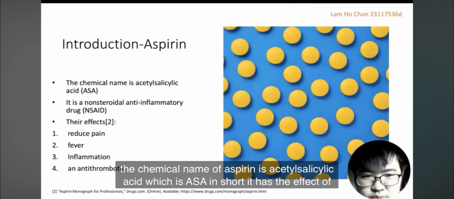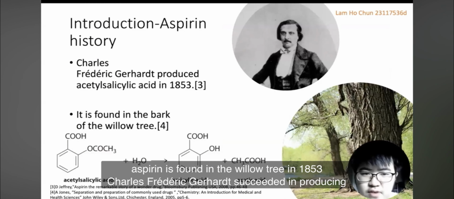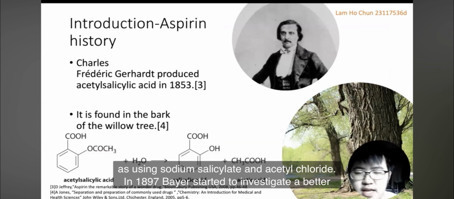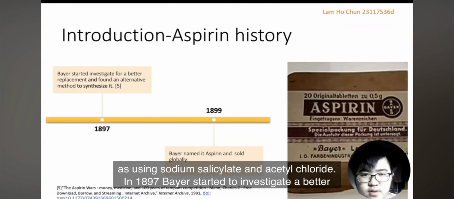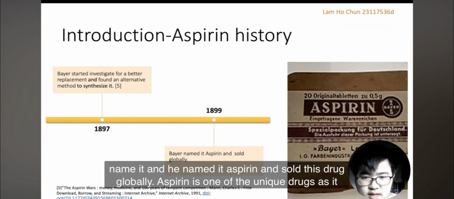The chemical name of aspirin is acetylsalicylic acid, which is ASA in short. It has the effect of reducing pain, fever, inflammation, and inhibiting the formation of blood clots. The origin of aspirin is found in the willow tree. In 1853, Charles Frederick Gerhardt succeeded in producing ASA using sodium silicate and acetyl chloride. In 1897, Bayer started to investigate a better replacement and ended up finding an alternative method to synthesize it. Bayer got the right to name it, and he named it aspirin and sold this drug globally.